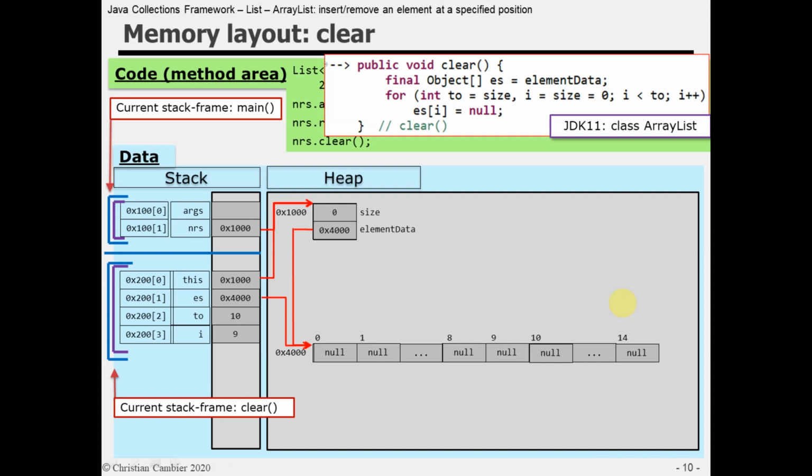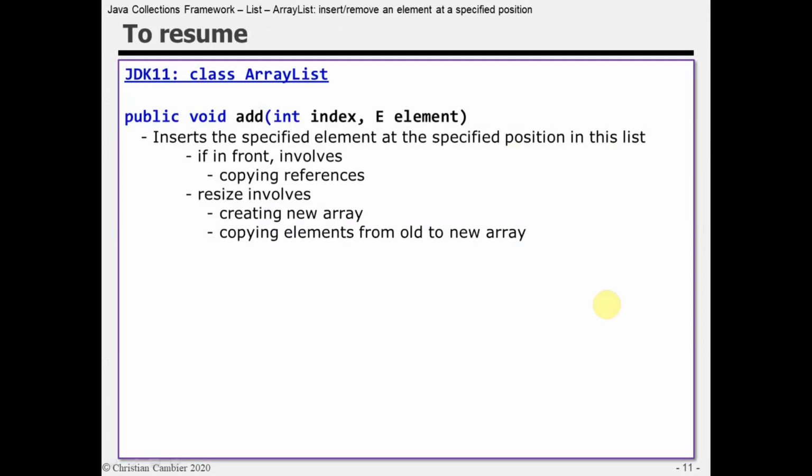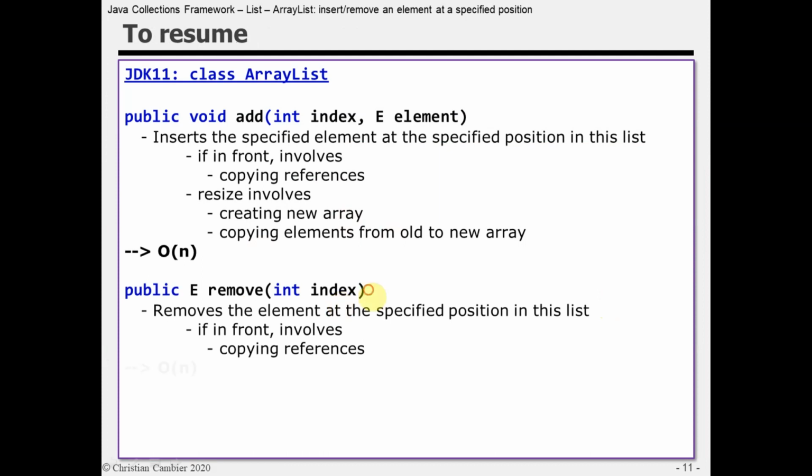Voila. So to resume, add at a position as well as the remove and clear methods all behave in an O(n) fashion.